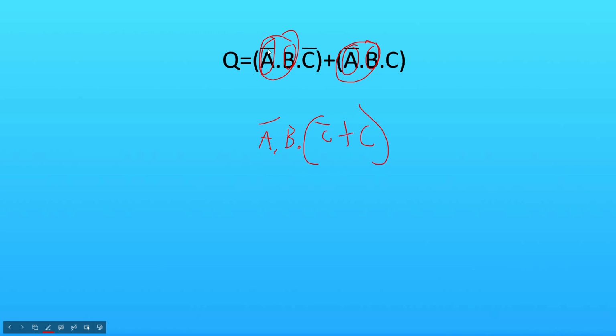So there we go, we've already simplified it a bit, and I'm just going to get rid of these real quick. If you remember, anything ORed with the inverse of itself is always going to be 1. So not C or C will always equal 1. Now if we write this out, we have not A and B and 1. And anything AND 1 is just that thing, so we get not A and B. So there we go, that's our answer: Q equals not A and B.